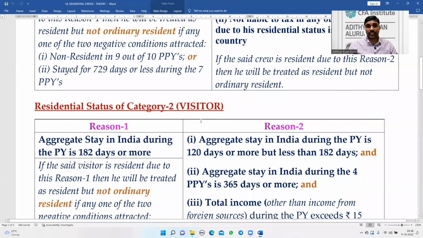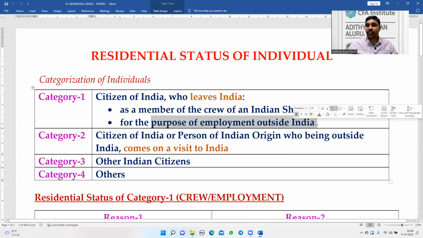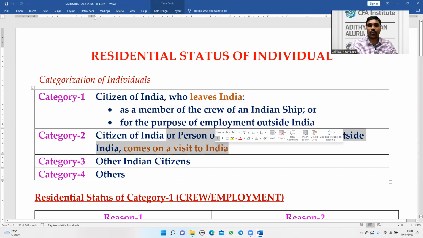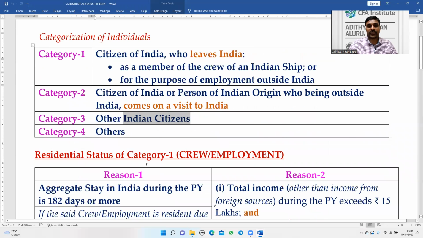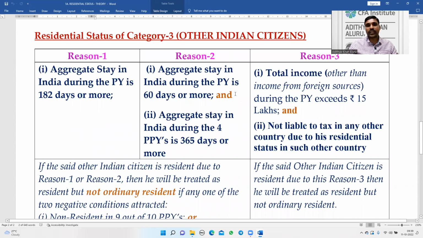If you look at category-wise people, the first category is people who leave India for the purpose of employment outside India. In the given case, it is for a world tour. Therefore, he does not belong to category 1. He's not coming on a visit to India, so he's not category 2. Therefore, he is category 3, other Indian citizens. For category 3 people, we have to check whether he satisfied any one of these conditions.